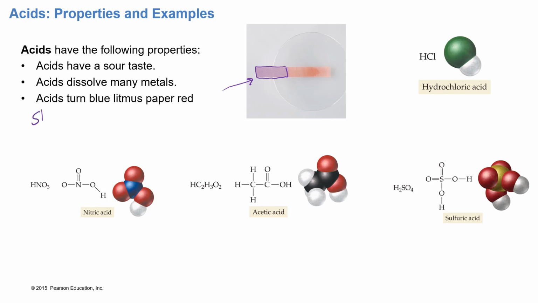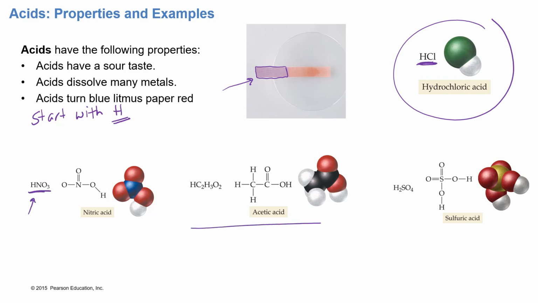Acids all start with H, at least for you guys. There are some ways where organic chemists and stuff will not start the acid with the H, but the H is the acid part, and that's what we're going to talk about in this chapter. So when I look here at hydrochloric acid, it starts with H. Nitric acid, it starts with H. Acetic acid also starts with H, and sulfuric acid actually has 2 acidic hydrogens.